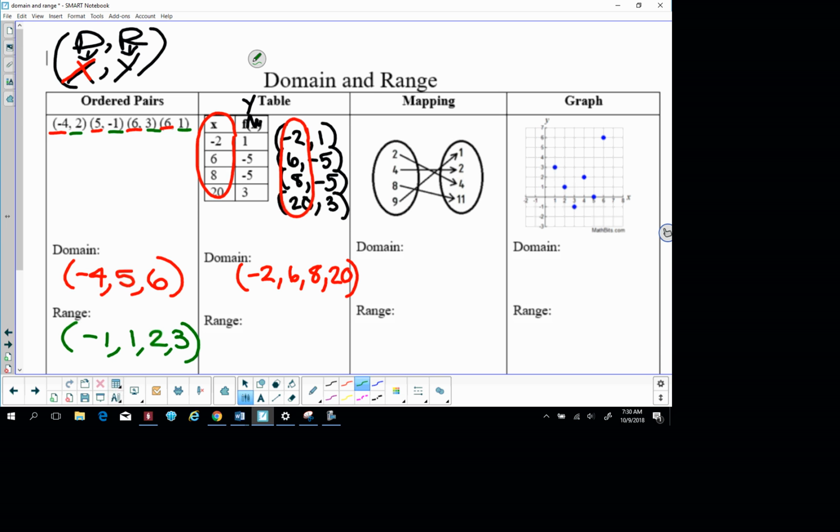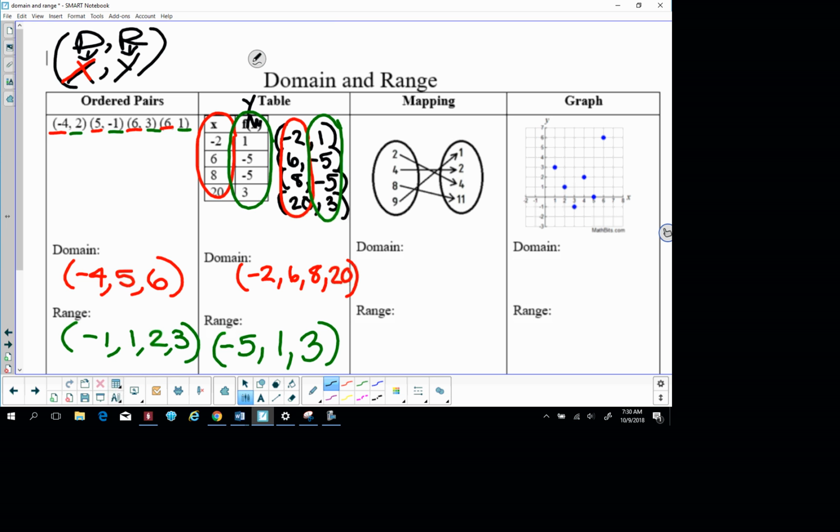And our range is all the y's, so these right here. When I write it, what's the first number I should write down? What's the smallest? -5, right? Do I need to write it twice? No. This lesson, it's easy when it's points or discrete points like that, but we are going to be learning continuous, so those graphs on the next page, it might get a little bit more involved.